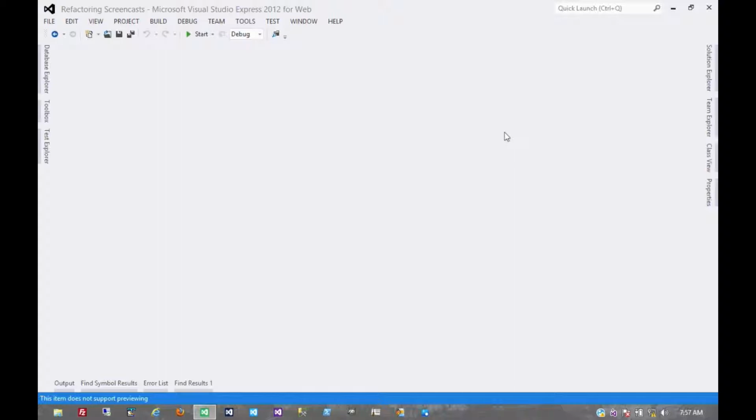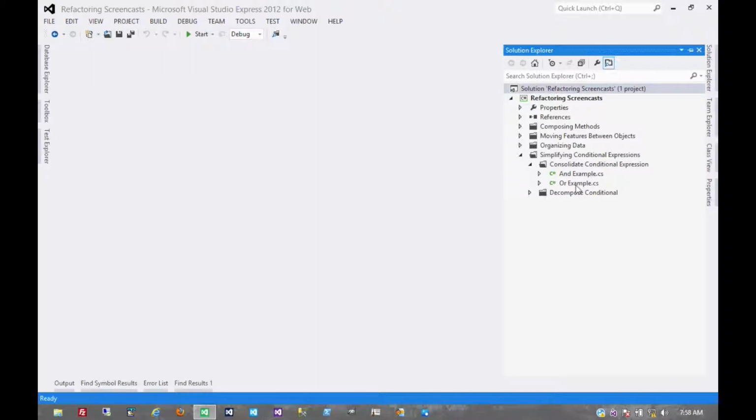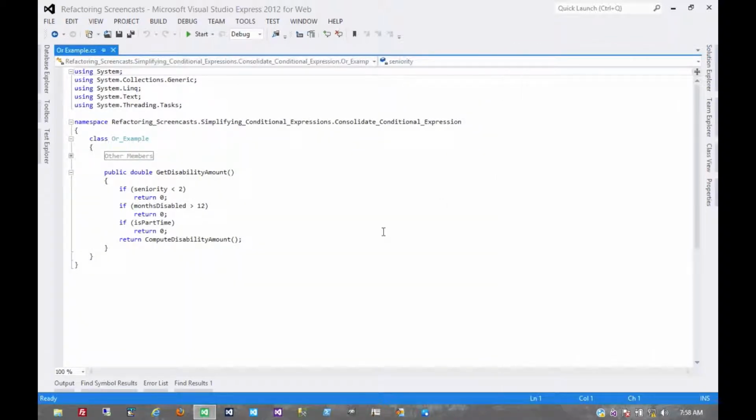The next pattern in the Simplifying Conditional Expressions series is called Consolidate Conditional Expression. The motivation here is that you have a sequence of conditional tests, all with the same result. You should combine them into a single expression and, if necessary, extract it.